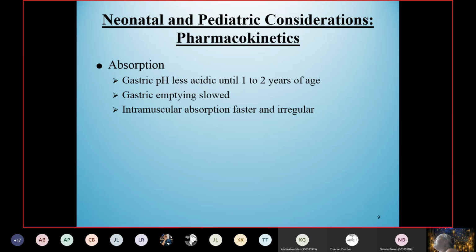So neonate and pediatrics, pharmacokinetics, the absorption. Gastric pH is less acidic, so there's not as much acid until they're about 1 or 2 years old. Also, gastric emptying is slower, and intramuscular absorption is faster and more irregular. Consider that first pass elimination by the liver is decreased because the liver is immature and they don't have as many enzymes too.